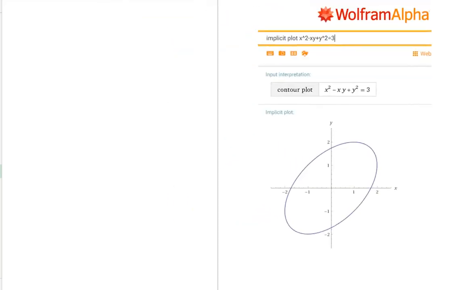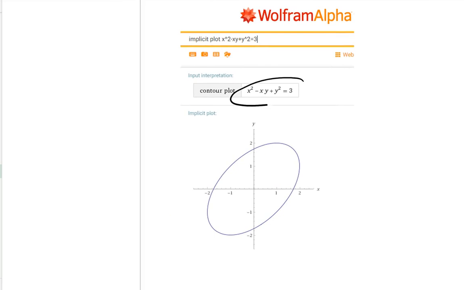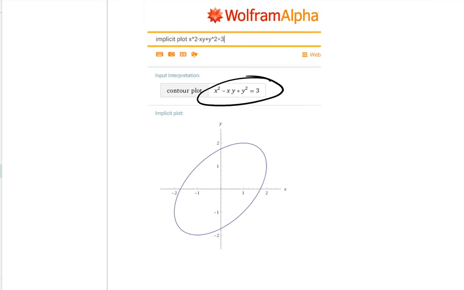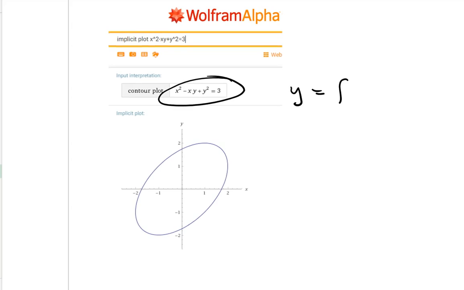If you look at the function though, you can't solve for y. It would be very hard to solve for y in terms of x, as some function of x. You could use the quadratic formula, but it would be a really nasty looking formula.